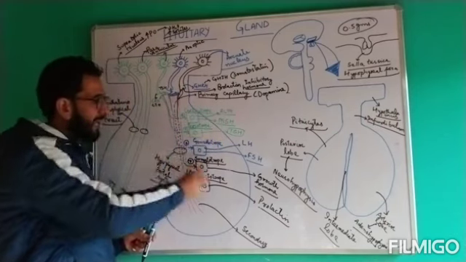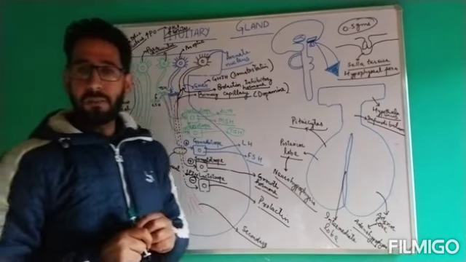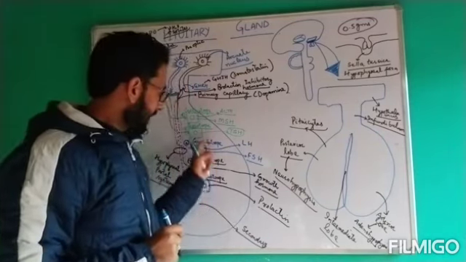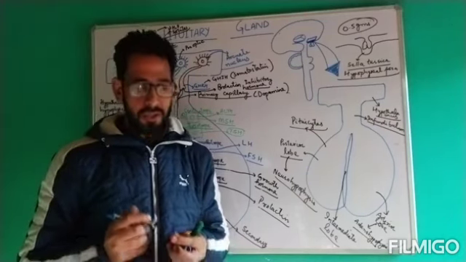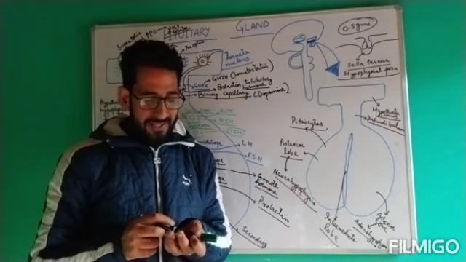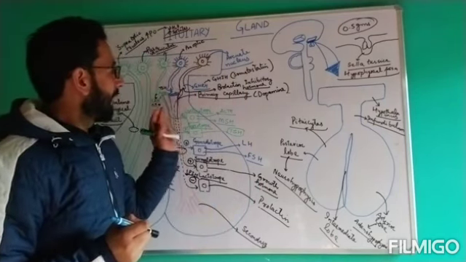And same for all these different types of cells which are present in the anterior pituitary, and these anterior pituitary cells release these different types of hormones. I hope all this made sense. I hope you all understood.